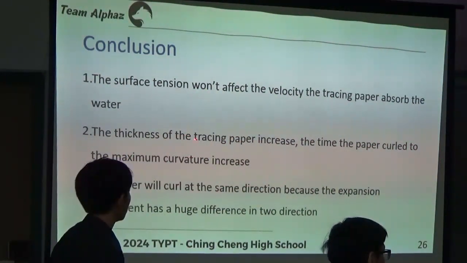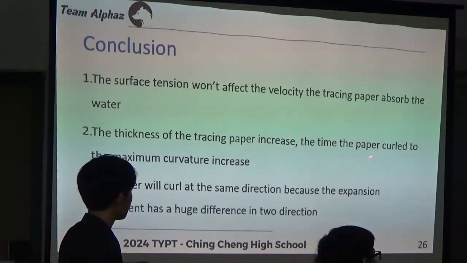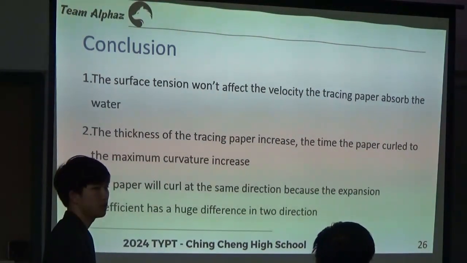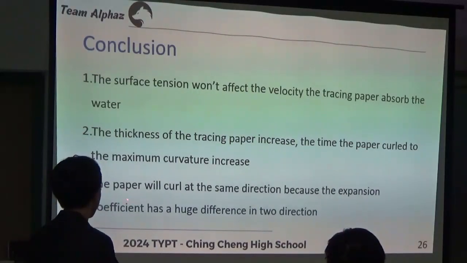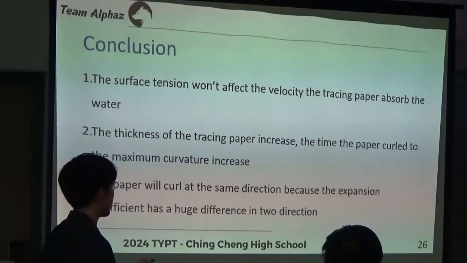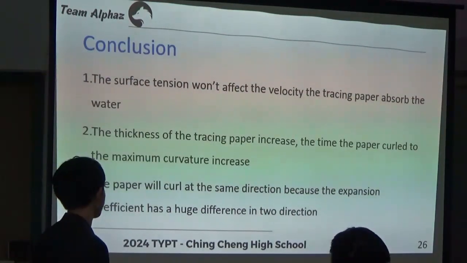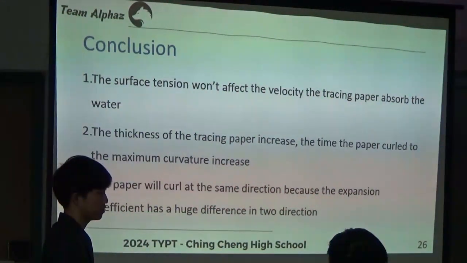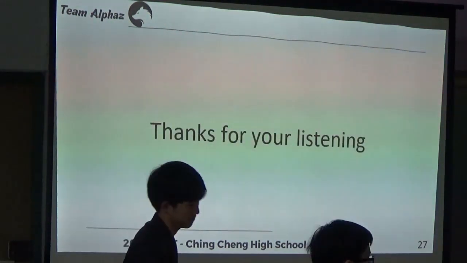And as the thickness of the tracing paper increases, the time for the paper to curl to the maximum curvature increases. We can prove that in our experiment. And the paper will curl in the same direction because the expansion coefficient has a huge difference in the two directions. Thanks for listening.